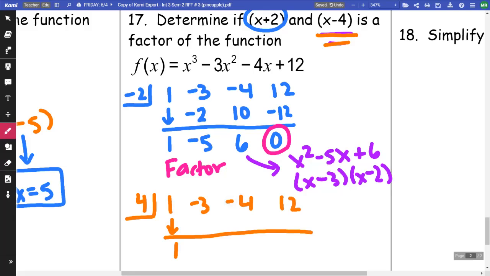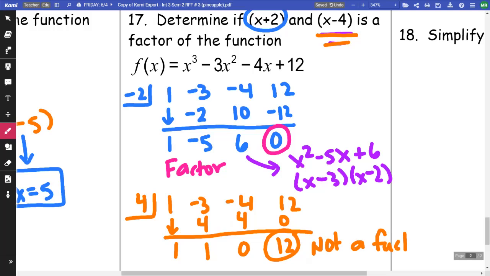Bring it down. 1 times 4 is 4. I get 1. 1 times 4 is 4. I get 0. 0 times 4 is 0. I add, I get 12. Not a factor. So x plus 2 is a factor. X minus 4 is not a factor.